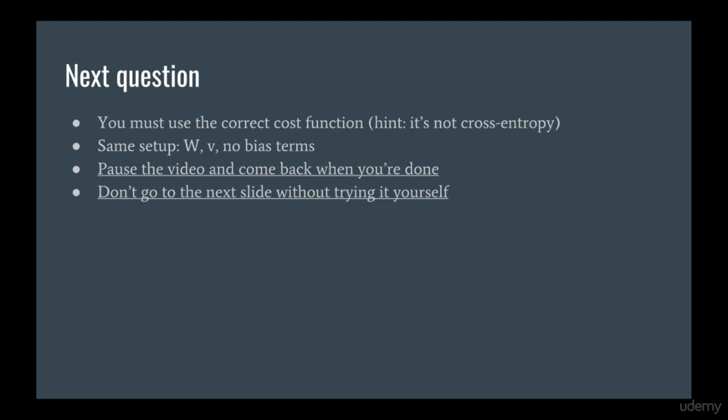Keep in mind that to train this model properly, you also have to use the correct cost function for regression. Again, we'll be doing this for a one hidden layer neural network and ignoring bias terms, so there will only be one input to hidden matrix W and one hidden to output vector V. Take a minute to figure this out on your own, or pause the video and come back when you're done. But please do not go to the next slide without trying it yourself first.